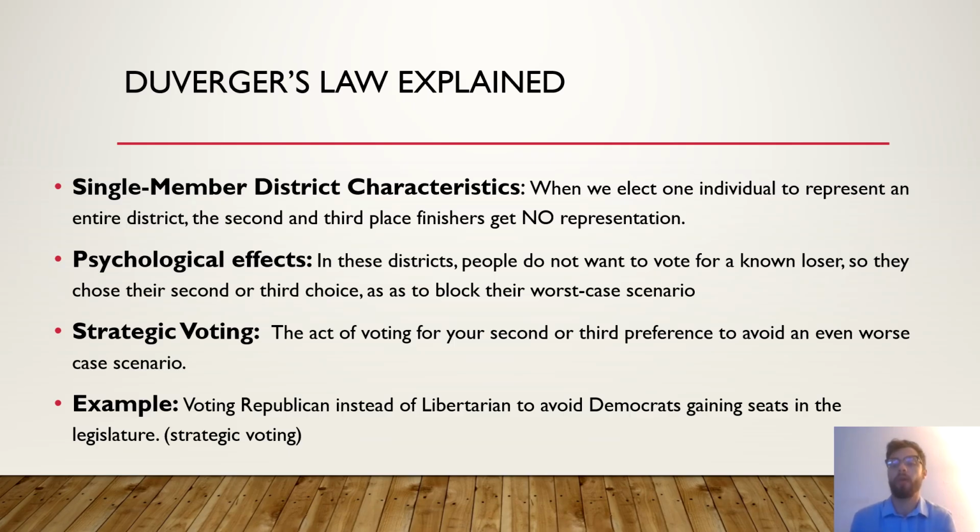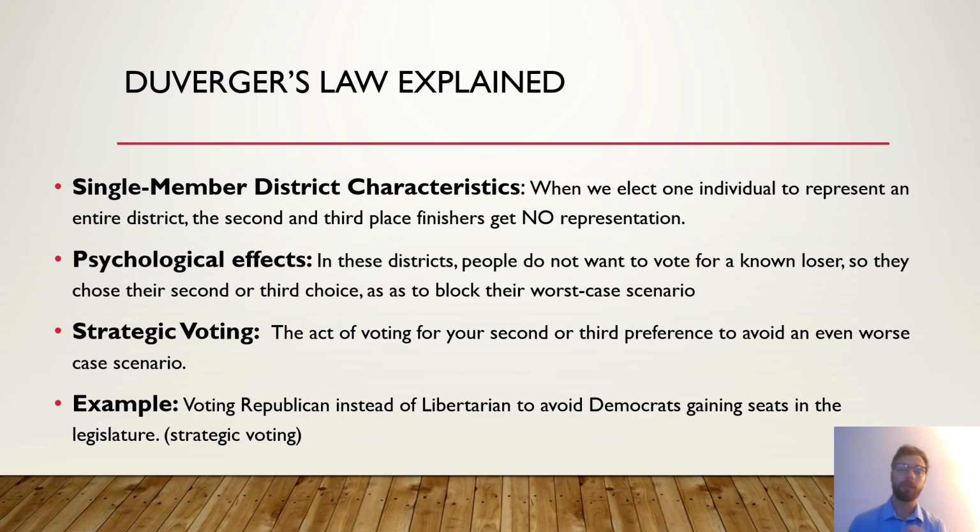In these districts, people do not want to vote for a known loser. So they choose their second or third choice so as to block their worst case scenario. That Libertarian speaks to you perfectly, but you know you're a unique college Libertarian student who does not have majority representation. So you know that you don't want to vote for what this definition would say is a known loser, so they would choose their second or third choice, either that Democrat or Republican, in order to block the worst case scenario, which would be either the Democrat or Republican.